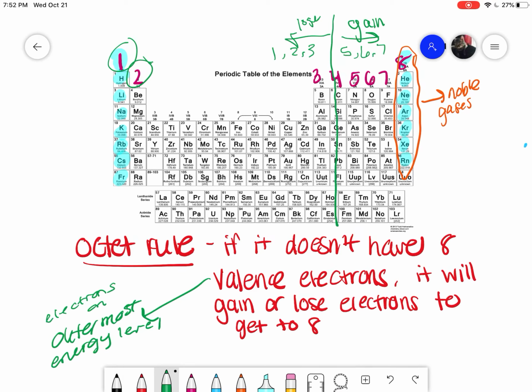And so if it has 1, 2, or 3 valence electrons, it's going to lose because it's faster to lose 1, 2, or 3 than it would be to gain 5, 6, or 7. And then if it has more than 4, so 5, 6, or 7 valence electrons, it will actually gain electrons to get to 8 because it is already close to having 8, so it's easier to gain 1, 2, or 3 rather than lose a whole bunch.